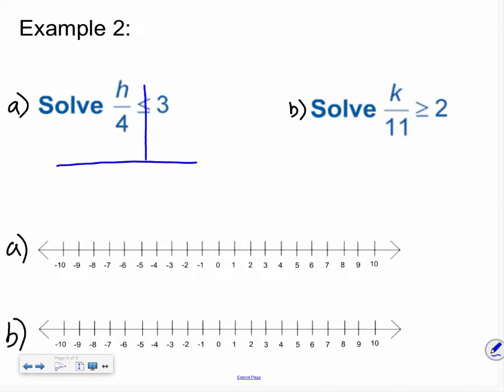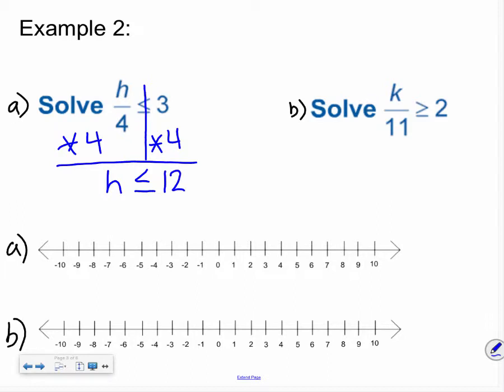So solving h divided by 4 is less than or equal to 3. I'm saying h divided by 4, that means I'm dividing. So how do I undo division? I multiply. So what am I going to multiply by? 4, because that's the number that I'm dividing by. So I'm going to multiply both sides by 4. I'm left with h, carry down my symbol, and what's 3 times 4? 3 times 4 is 12.